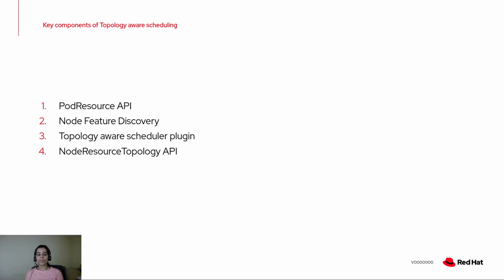Pod Resource API is a kubelet endpoint for pod resource assignment. We identified a few gaps and proposed a few enhancements, for example, to add support for CPU IDs and device topology.